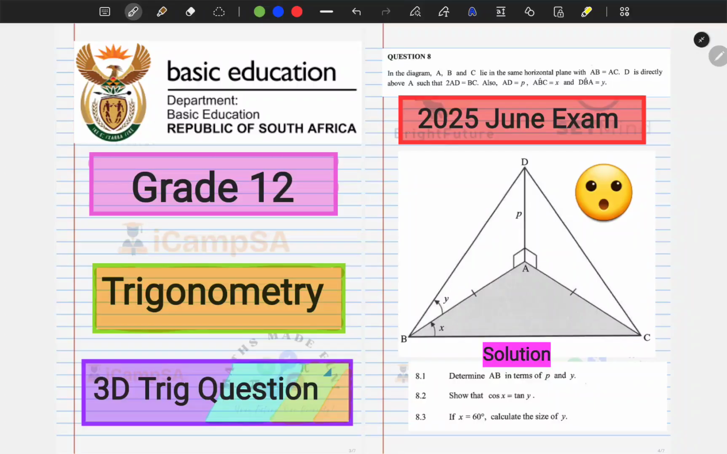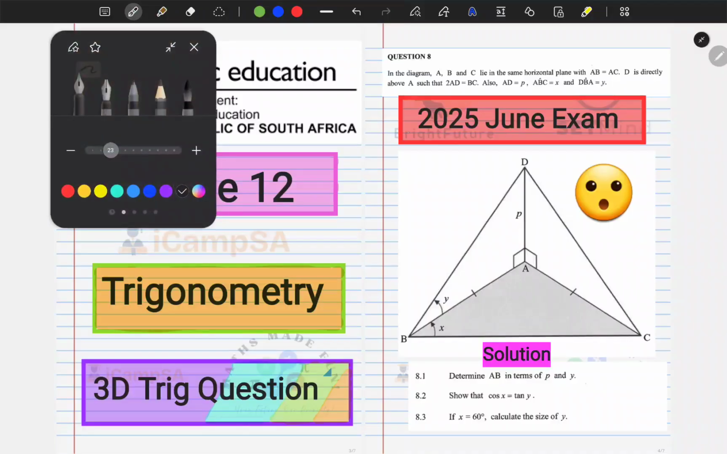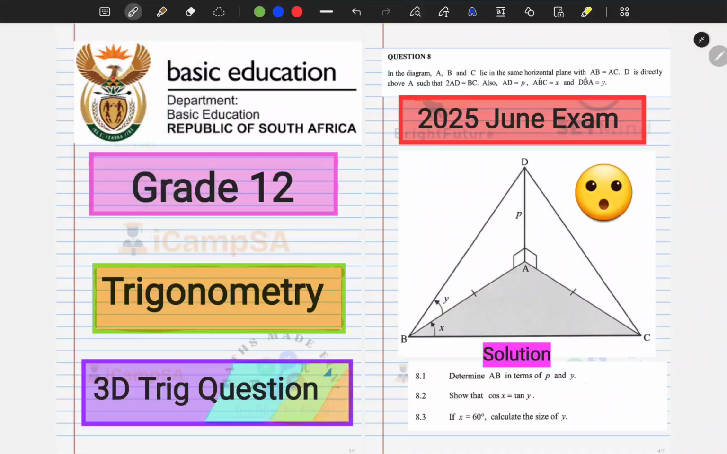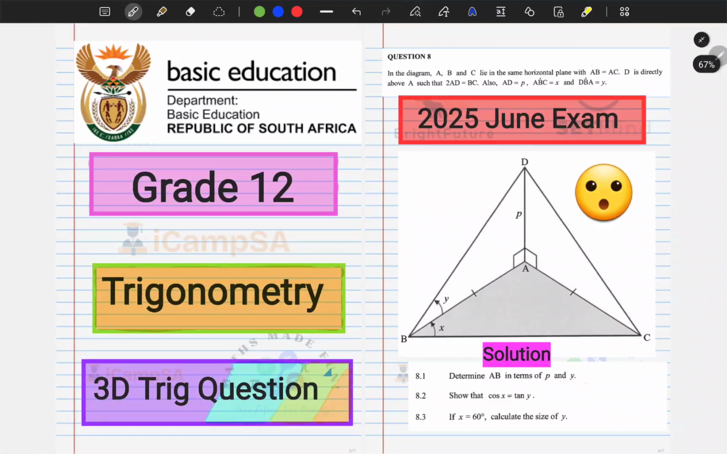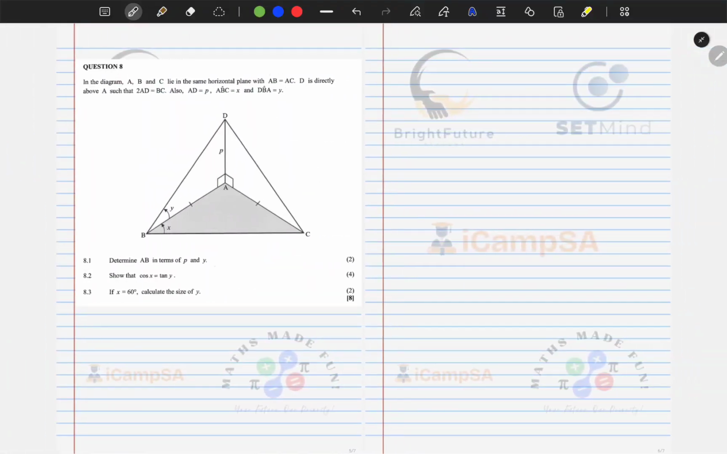In this edition, we are looking at the 2025 June exam, specifically question 8 of paper 2. The focus of this question is part of your section, Geometry, and we are focusing on a 3D trigonometric question. As you can see on the screen, here is the shape, and we are required to answer 3 questions. So let's go and have a look.